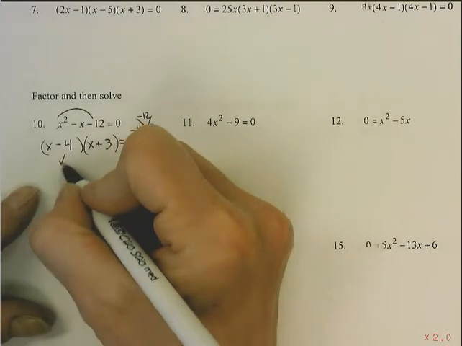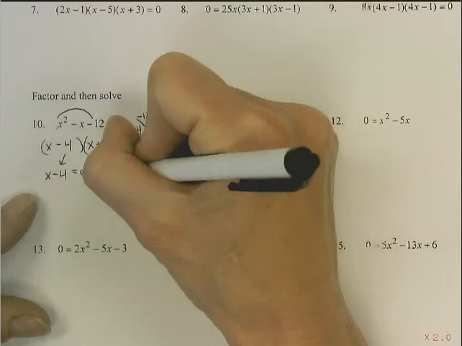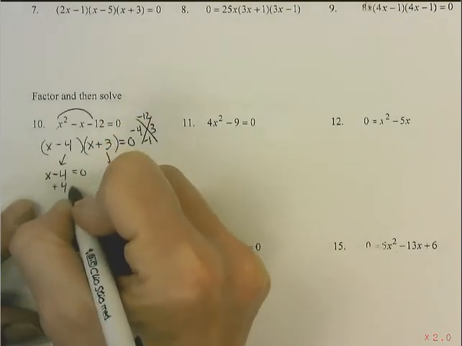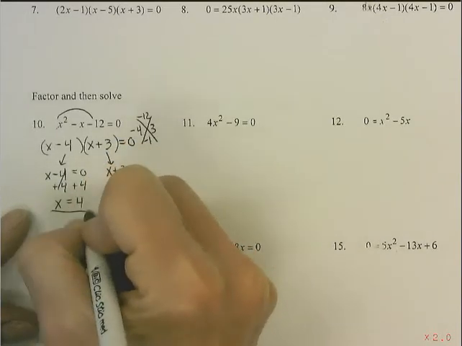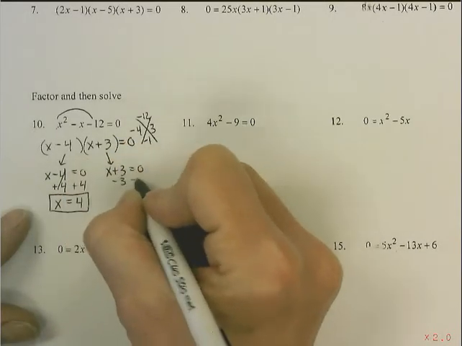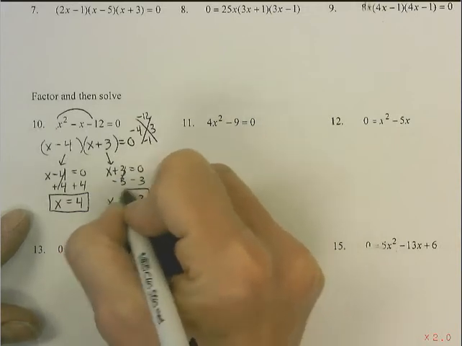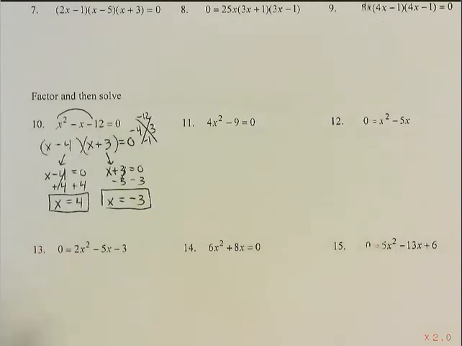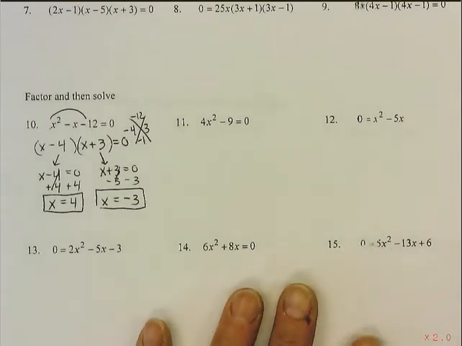Okay. Now that's set equal to 0. So now either x minus 4 equals 0 or x plus 3 equals 0. Solve each of these equations. So we'll get x equals 4. Subtract 3 on both sides, or x equals negative 3. And again, you could take each of these and plug it into the original equation and make sure they work. Okay. So it's all about factoring. What's hard about these is you have to determine how to factor them correctly.